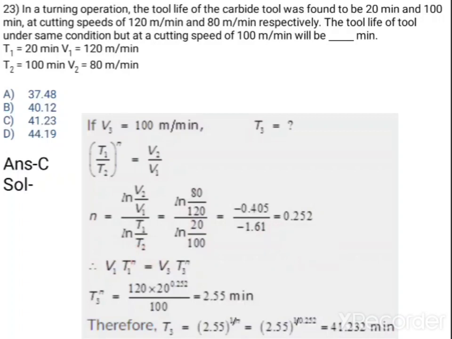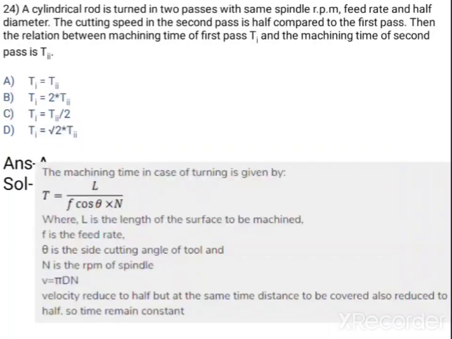Then just use the relationship V t raised to n is equal to constant: V1 T1 raised to n is equal to V3 T3 raised to n, because we have to find out T3. And V3 is also given, that V3 is 100 meter per minute. Just put the values and find out the relationship. From that you will get T3 raised to n is equal to 2.55 minutes, and from that, putting the value of n as 0.252, you will get T3 as 41.232 minutes. That is option C. C is correct.